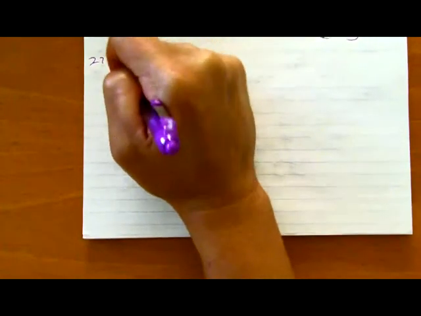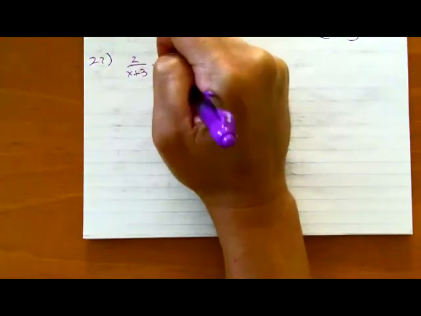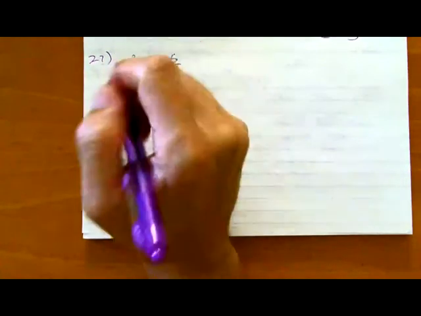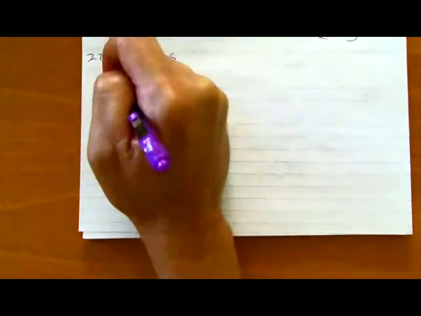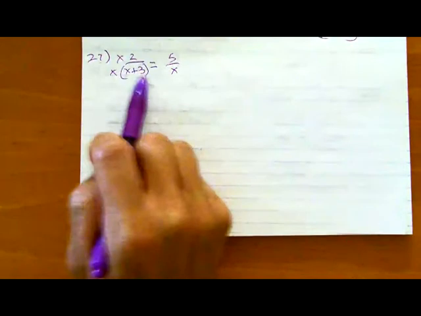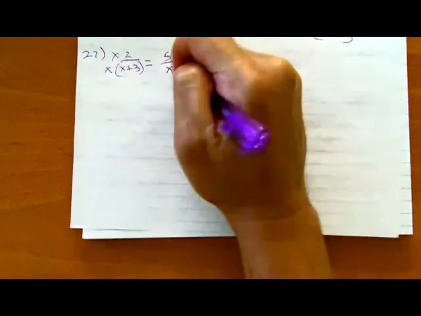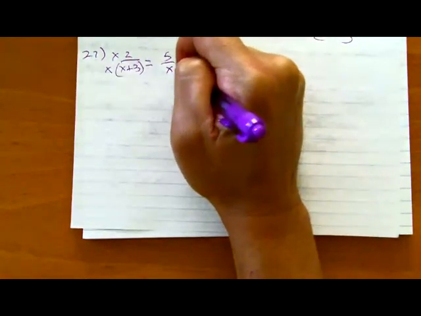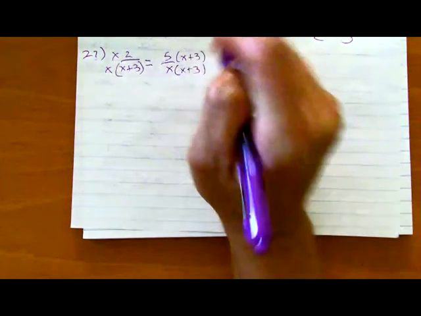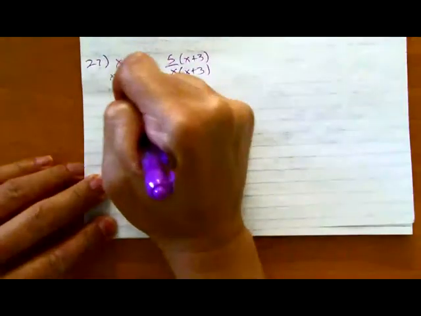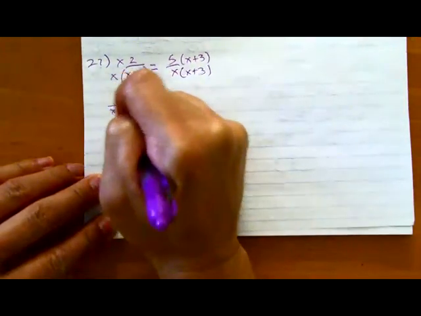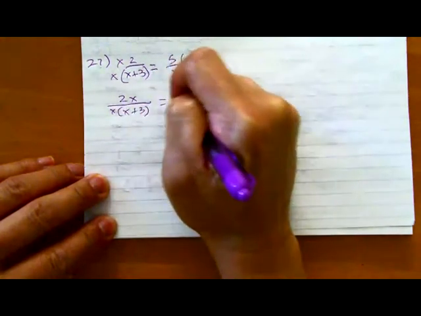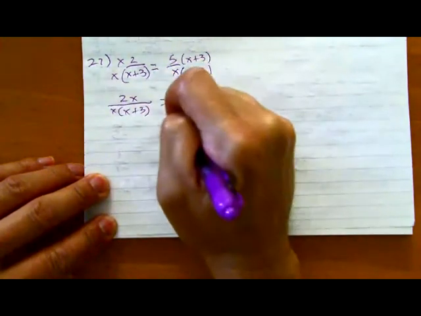2/(x plus 3) equals 5/x. This denominator is missing a factor of x. The x plus 3 is the entire factor. You can separate them. Yeah, x plus 3 is the entire factor. So in which case, this side we have to multiply by x plus 3, top and bottom. 2x over x(x plus 3) equals (5x plus 15) over x(x plus 3).